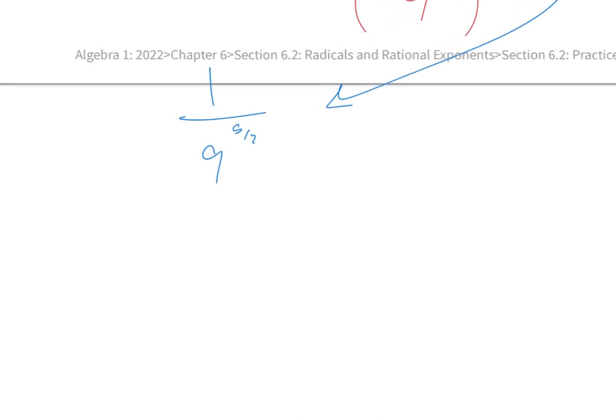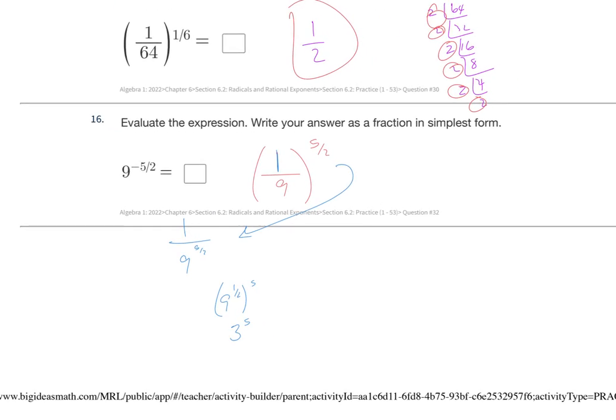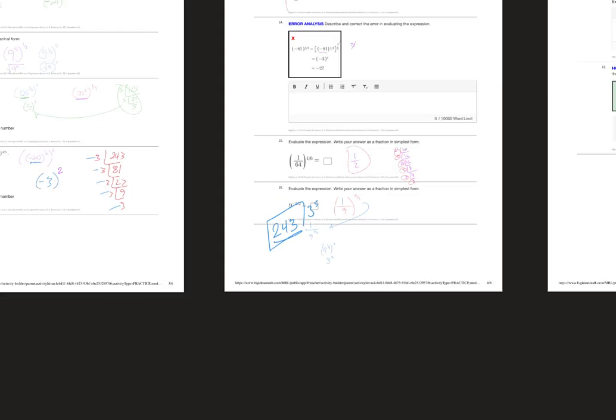Now let's break it apart. The square root of 9 to the 5th power, well, that's 3 to the 5th power. Do we have to write it in simplest form? Yeah, we have to. 3 to the 5th, I'm not going to lie, I'm going to grab my calculator here, and 3 to the 5th is 243. So that's our answer for 16.